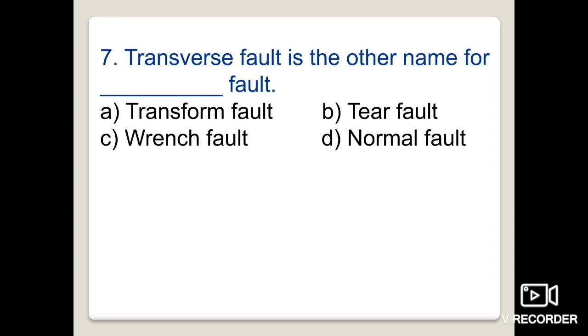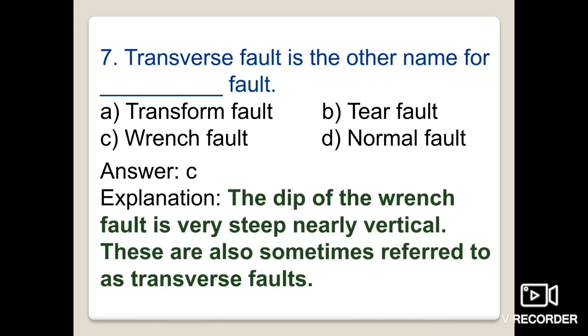Seventh one is, transverse fault is another name for the fault: transform fault, tear fault, wrench fault, or the normal fault. So transverse fault is another name for the wrench fault. Previously we discussed in the previous slide that the dip of the wrench fault is very steep and sometimes nearly vertical. So these are also sometimes referred to as the transverse fault.